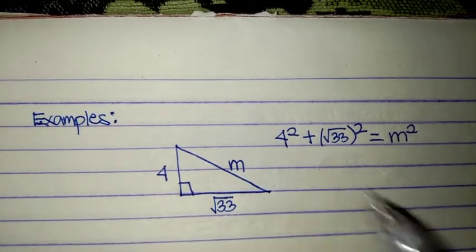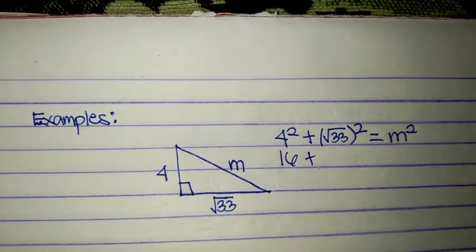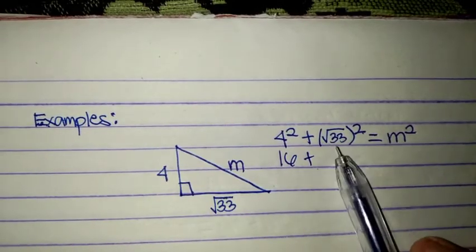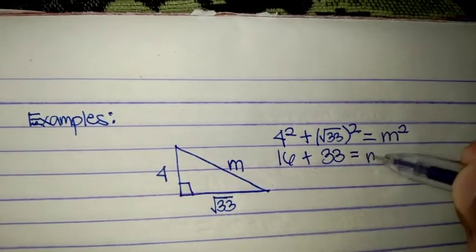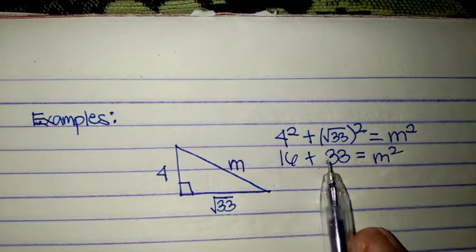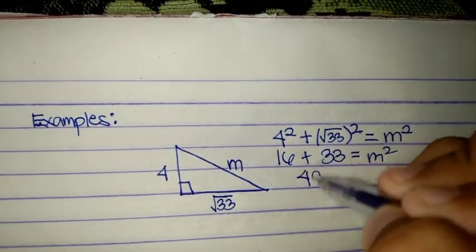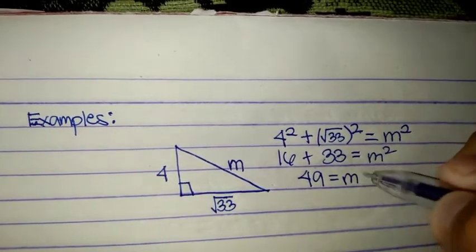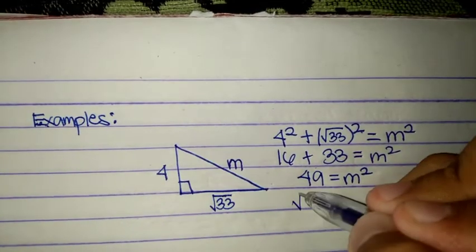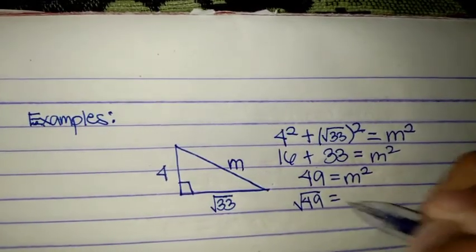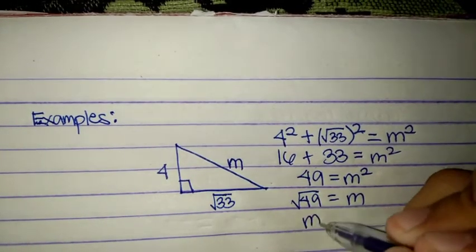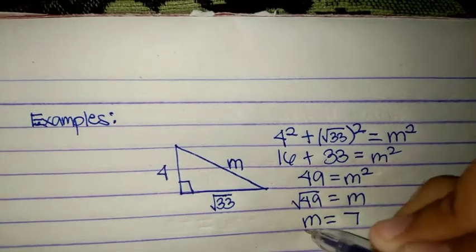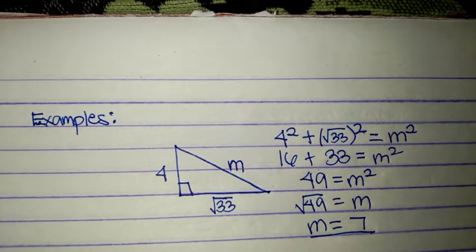4 squared is 16, and the square of square root of 33 is 33. Then, M squared. 16 plus 33 equals 49. 49 equals M squared, and the square root of 49 is equal to M, which in turn gives us M equals 7. So the length of the hypotenuse M is 7 units.